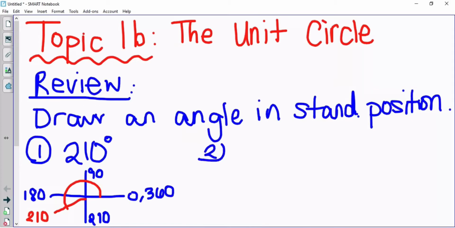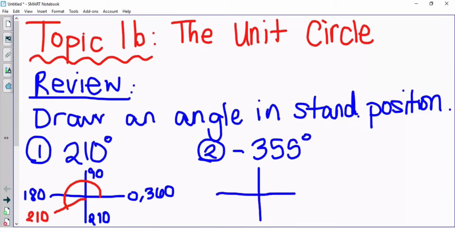Let's try problem number 2. Let's try a negative angle, maybe negative 355 degrees. So I'm still going to draw my XY axis. 0 still is over here on the right, but now since I have a negative angle, I rotate down, which makes straight down negative 90. Over here on the left, negative 180. Negative 270 is straight up, and negative 360 would have been a full circle.